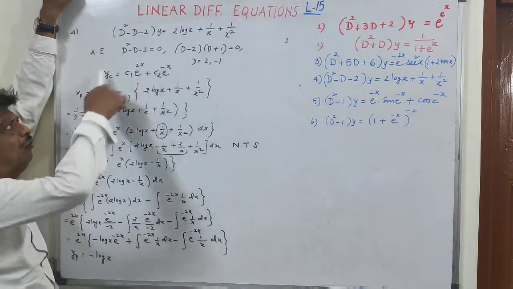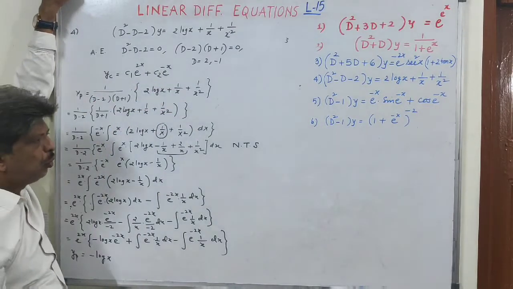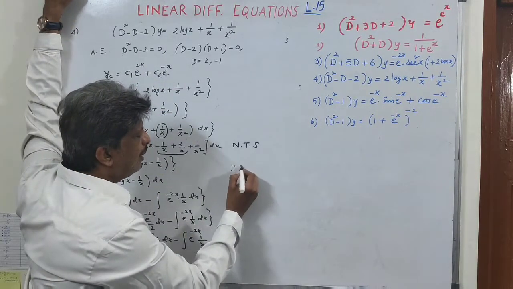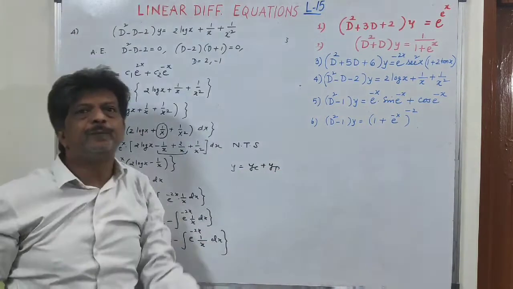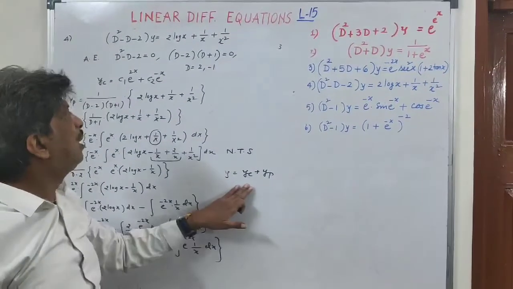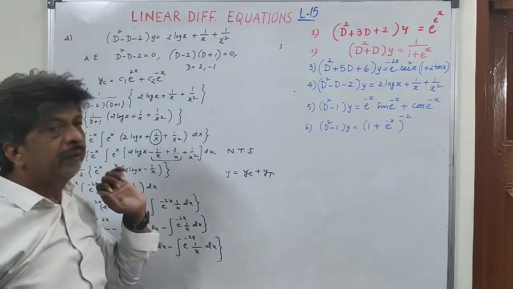So it gives me minus log x as the final value of the particular integral of this example. We have already found the yc. So the general solution y is equal to yc plus yp. That is your final general solution of this given example.